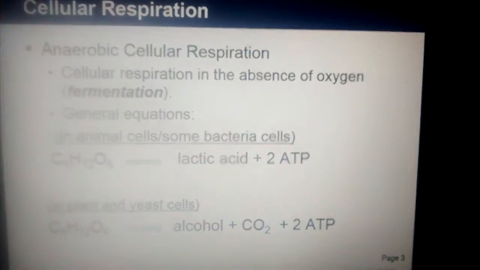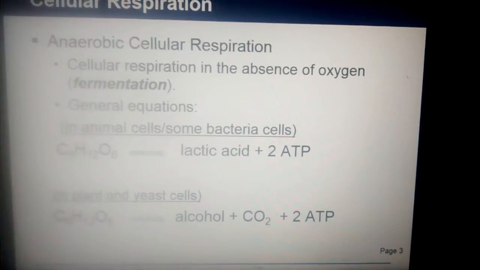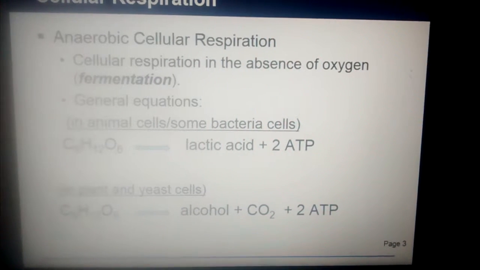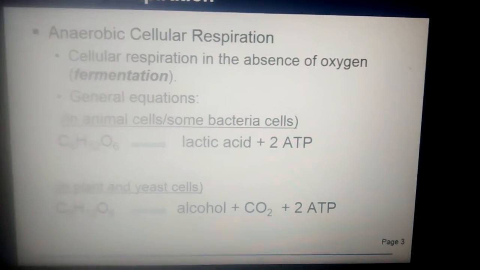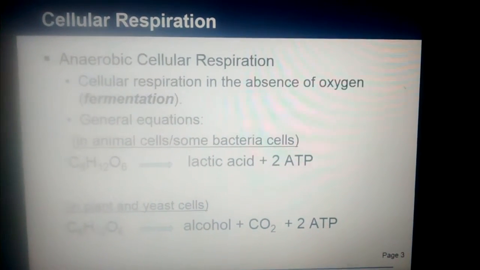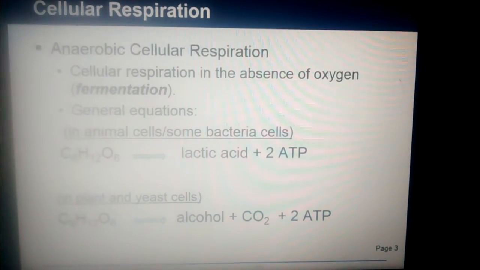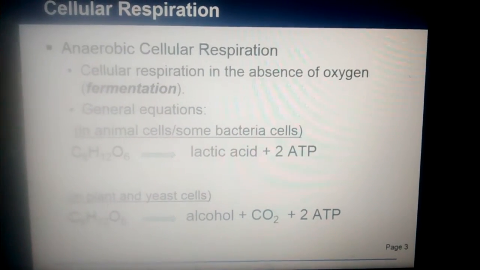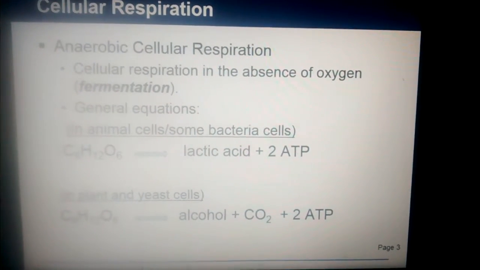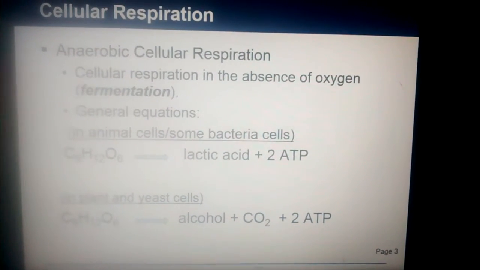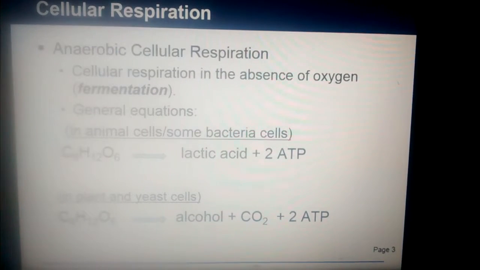Another type of cellular respiration occurs when oxygen is not present. It's an inefficient way of producing ATP. However, there are organisms whose cells, when oxygen is absent, can still produce ATP from glucose. This process is also known as fermentation.